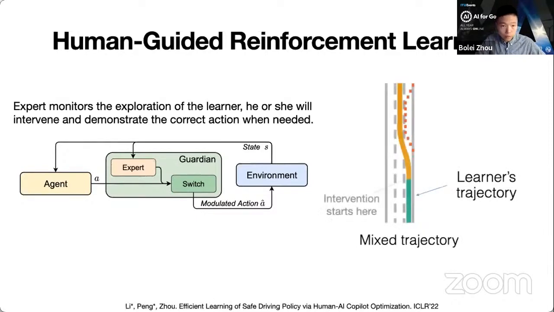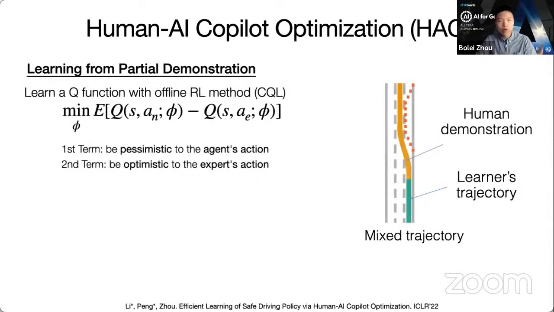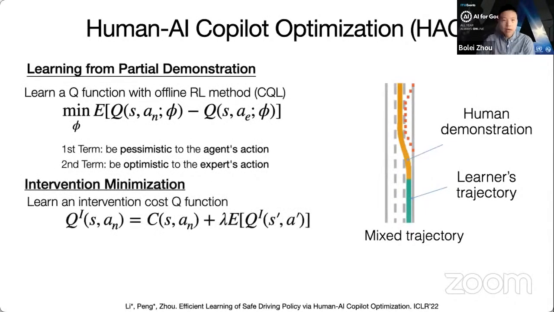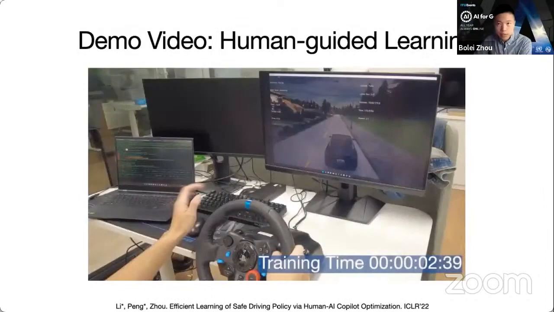So here are some technical details, which I will skip here. We developed an algorithm called human AI copilot optimization. It leverages intervention minimization, and we can train our policy. It was published at ICLR this year. If you are interested, you are welcome to take a look at the paper. So here I show you a demo video.